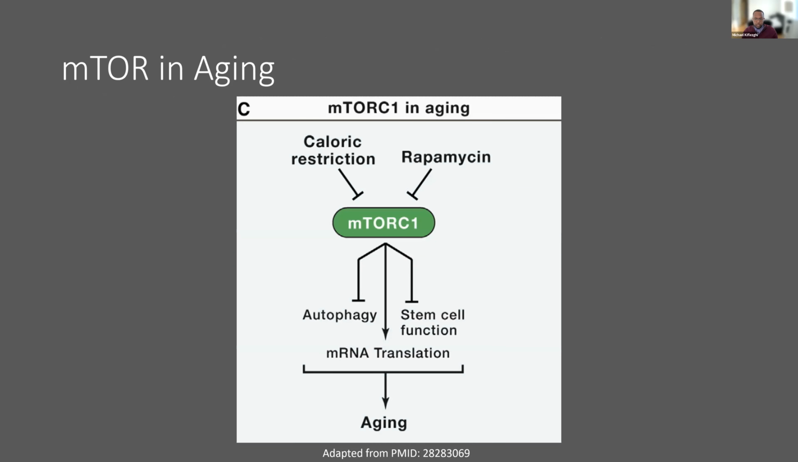mTOR gets really interesting in the context of aging. Its inhibition via chemical, genetic, or dietary alteration has been shown to increase lifespan in every model organism tested to date. It's emerged as an important target in modulating lifespan, with many groups working to identify chemical inhibitors that may serve as lifespan or health span extending therapies.